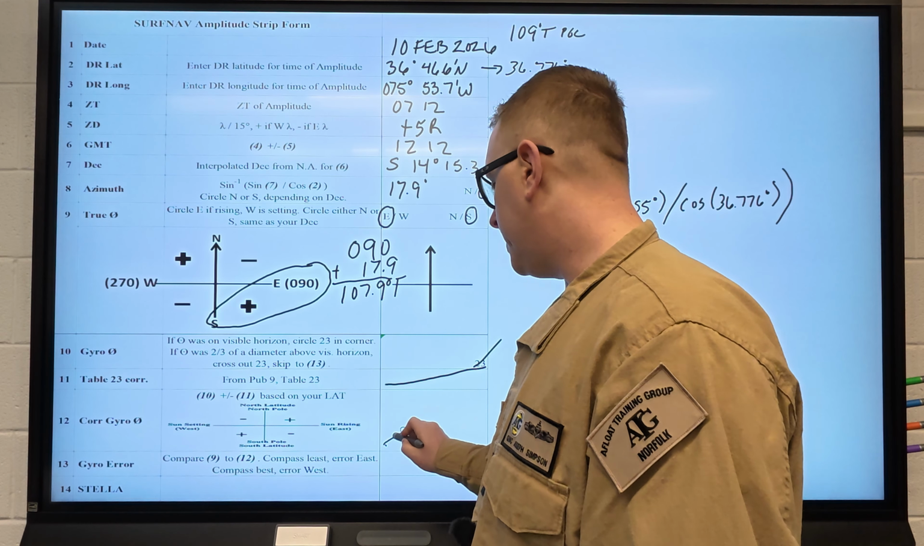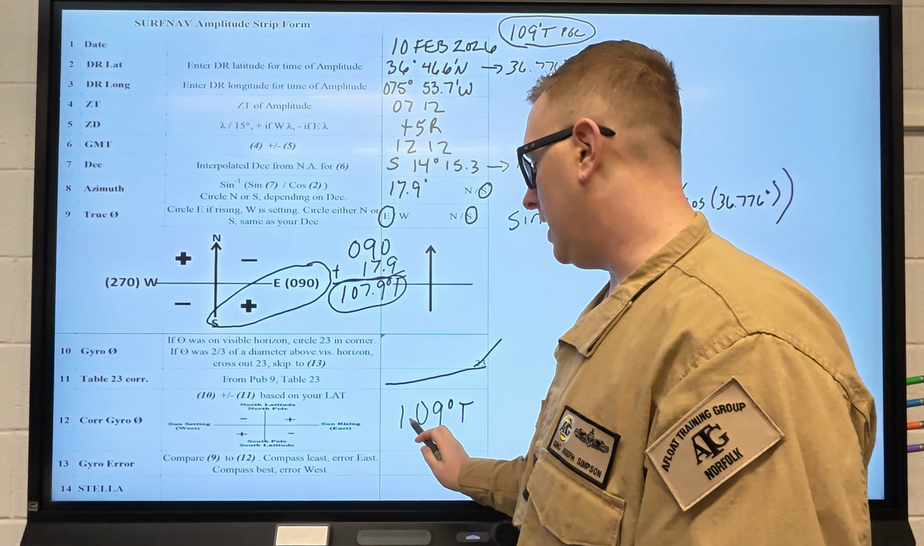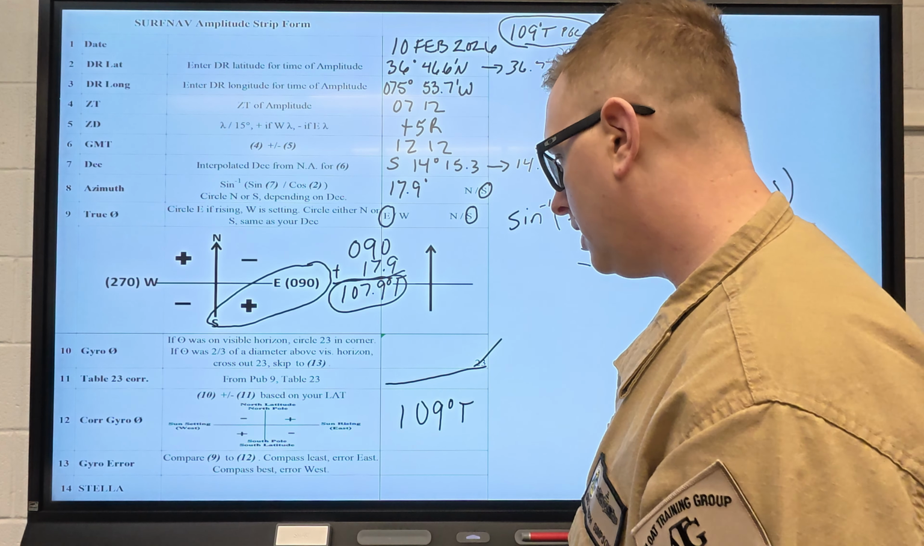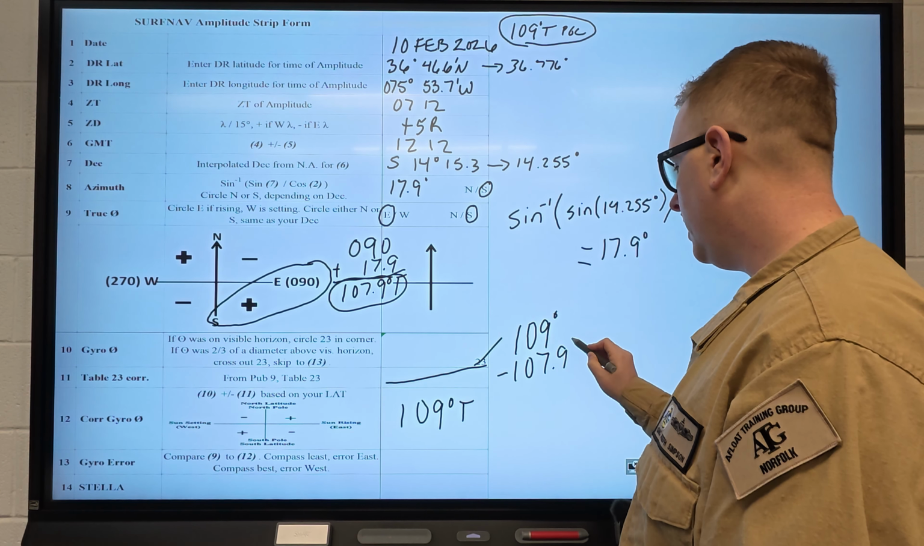I'm not doing anything for it, but I'm still going to write down what I got when I went out there and shot it. That way, when it says compare 9 and 12, I have something to compare it to. And when you compare it, you're just finding the differences between them. So 109 degrees minus 107.9 degrees, whatever that difference is. In this case, it's 1.1.